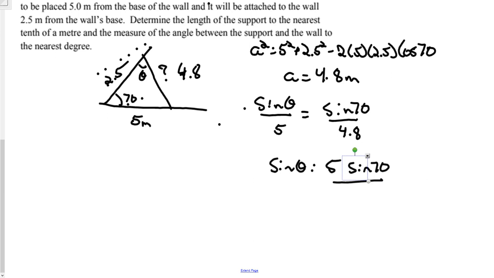So now, this is just a quick review from the other day. So it's 5 times sine 70 divided by 4.8.